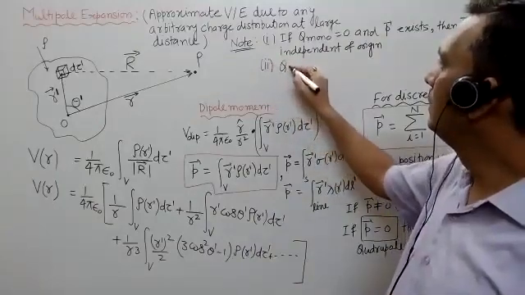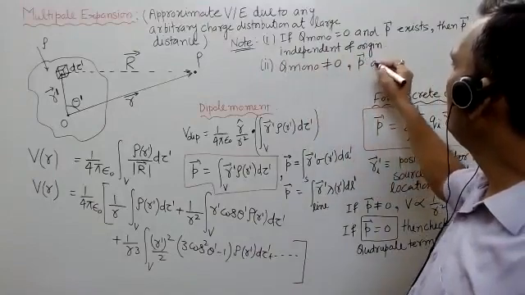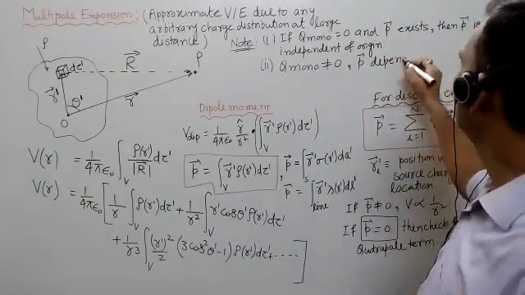And if Q mono is non-zero, then P depends on origin.